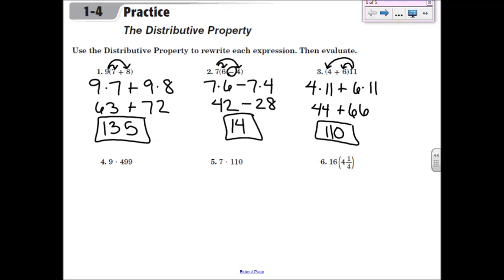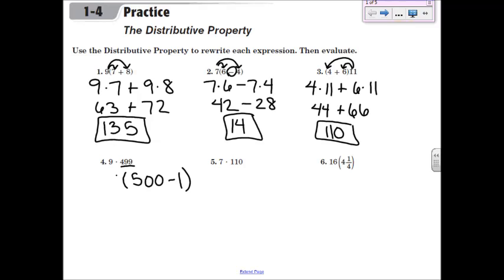And number 4 is where we start to see that the distributive property is useful for doing things in your head. So offhand, I don't know what 9 times 499 is. But if I could get 499 to look like something that I do know what 9 times that is, it would be easier. And it's a lot easier if I can get things to end in zeros. So if I could make 499 look like 500, then it'd be easier. So I'm going to rewrite 499 as 500 minus 1, because those are equal.